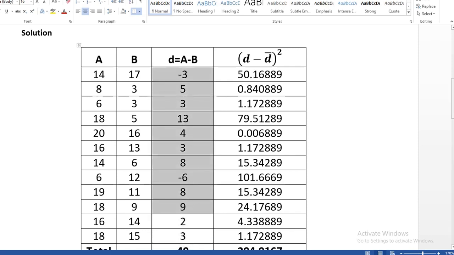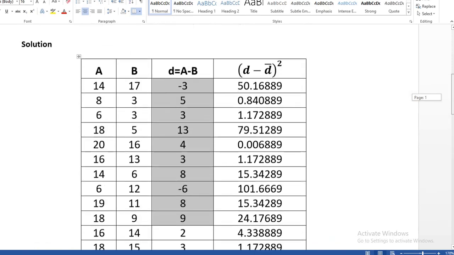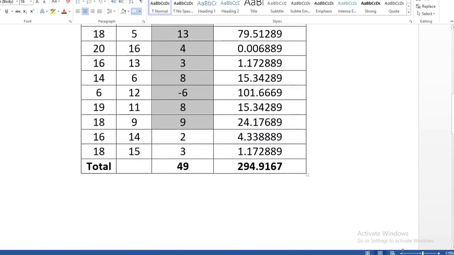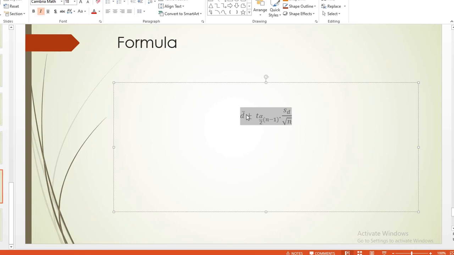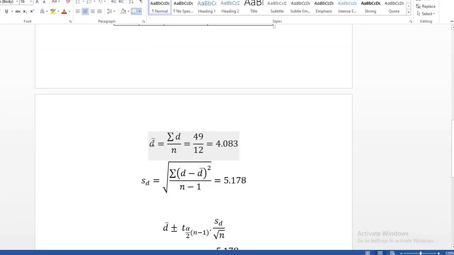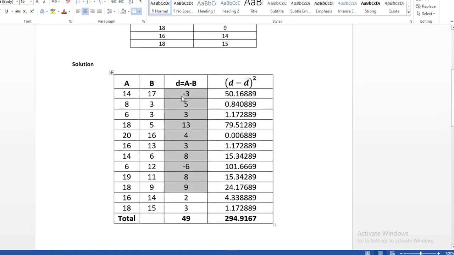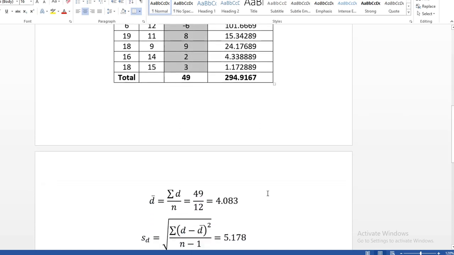And what is the formula? D minus D bar. Why do we use D minus D bar? Remember for confidence interval, we need the mean of differences and the standard deviation of differences. Remember bar x equals summation x over n. Here we have to use bar D. Bar D will equal summation D over n. To calculate summation D, we take the sum of all these values and divide by the number of observations. There are 12 observations, so dividing by 12 will give us 4.08.